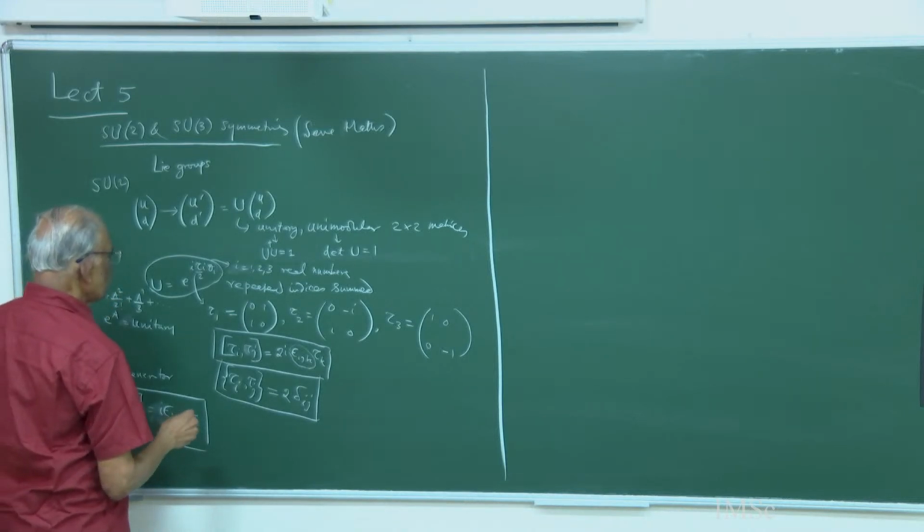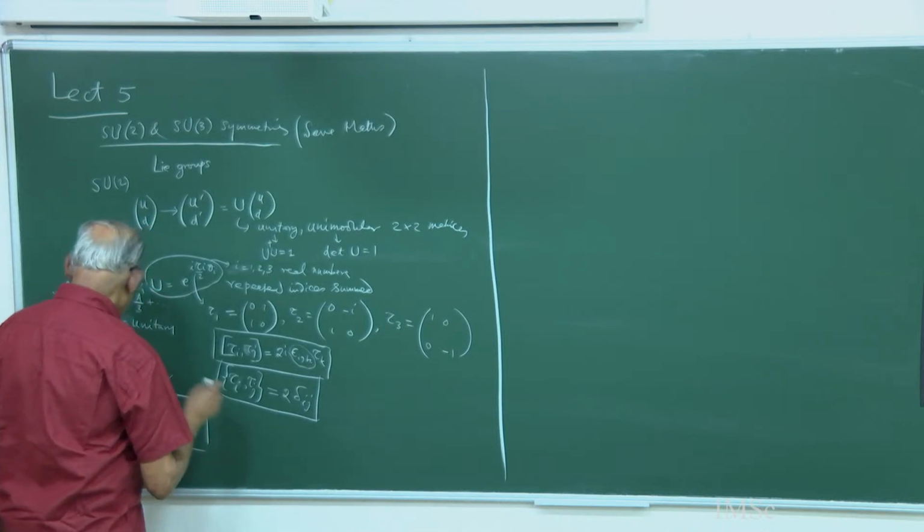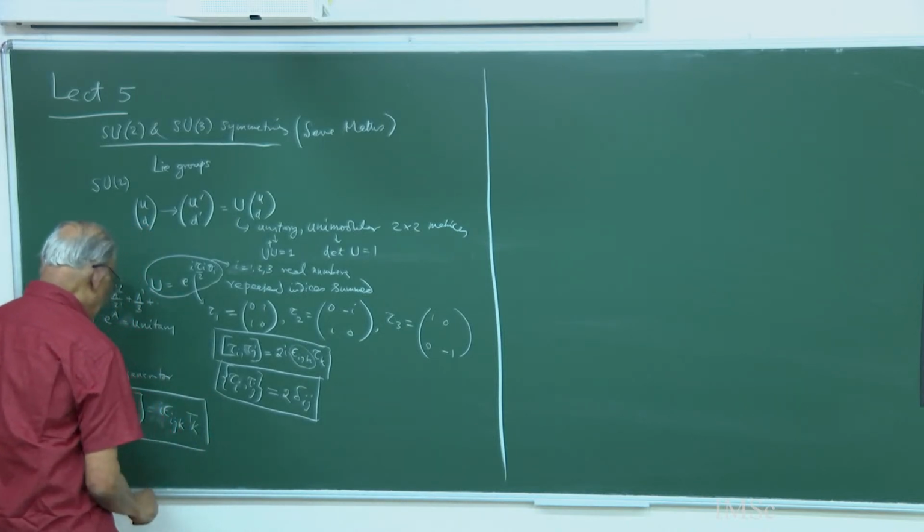And these taus, 2 by 2 matrices, are called the 2 by 2 representation of the generator. This is the more general Lie algebra, it is called.